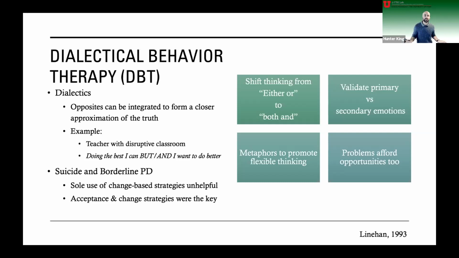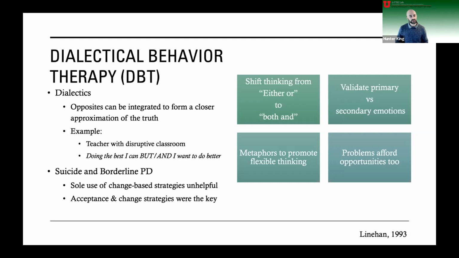The whole point of DBT is to get people to realize that problems afford opportunities too, and that if we can change the way that we think from using absolute words to more flexible, open types of terms in our language, such as either-or to both-and, it opens up various options for problem solving, as opposed to really pigeonholing ourselves into this idea that things have to be this way or they have to be that way. Well, where did this come about?